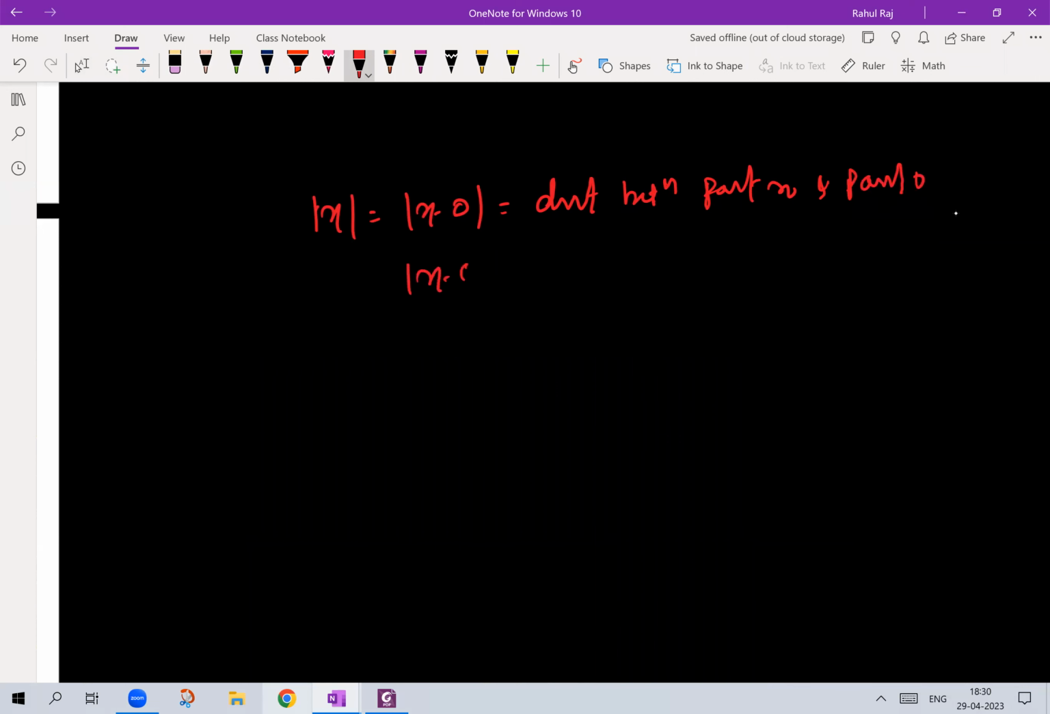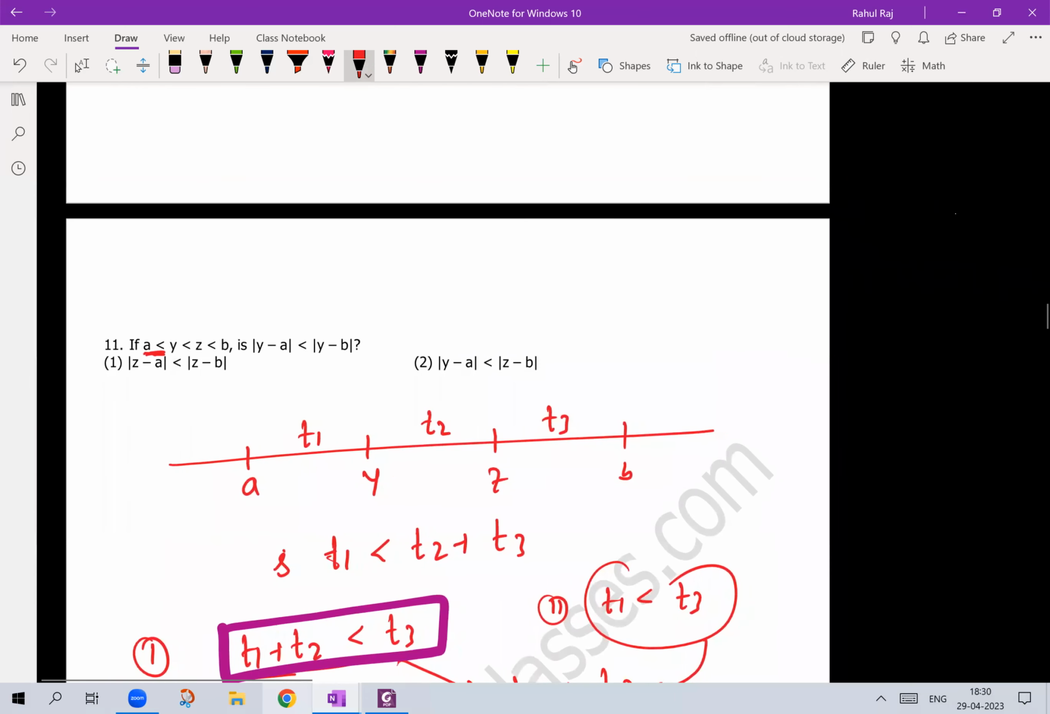Imagine if I say |x − 5|, it is nothing but the distance between point x and point 5, right? Exactly the same thing I've used over here. It says |y − a| is less than |y − b|. It is given to me that a is less than y is less than z is less than b. So I've drawn a figure: a, y, z, b. I've assumed, let's say, the distance between a and y is t1, y and z is t2, and z and b is t3, right?